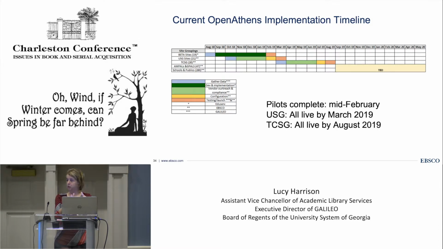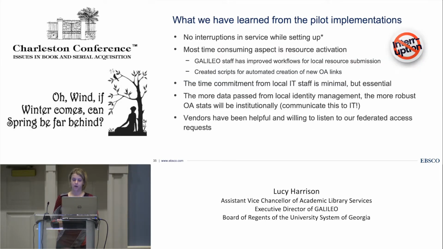We'll start implementing the rest of the university system in March, and they should all be up by April. And then we'll move on to the technical colleges. After that will come the private higher eds, and then the public libraries and K-12 will probably be next fiscal year. So what have we learned so far from all this?